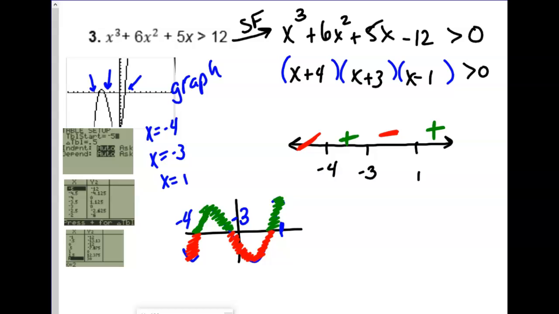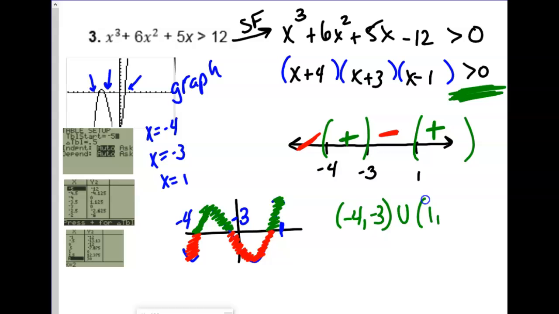All right, so go back to the actual question. What do they want from me? They want to know where your polynomial is, what does it say? Greater than 0. So I want to know this interval and this interval. Notice I put parentheses on my number line because there's no equal to bar. So it is positive from -4 to -3, but also 1 to infinity.